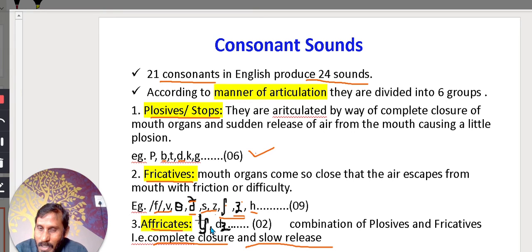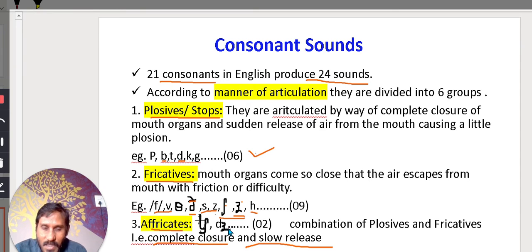Here, one small t and the schwa in the fricative combination of these two symbols make the first sound, that is cha. Chain, cheap, chief, match. These are the sounds. So small t and schwa combination makes the symbol cha, right?